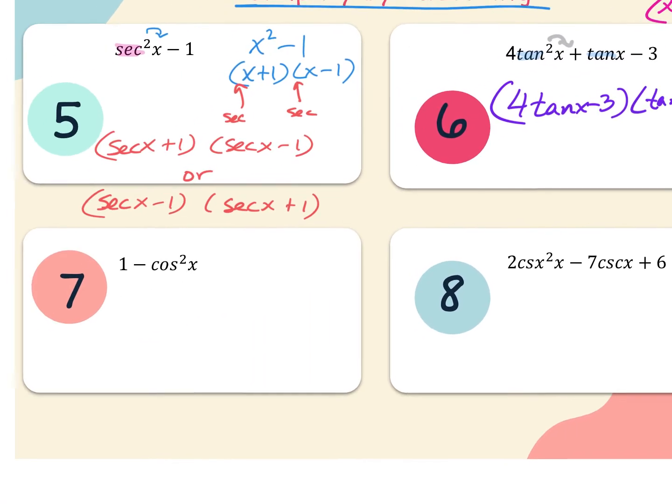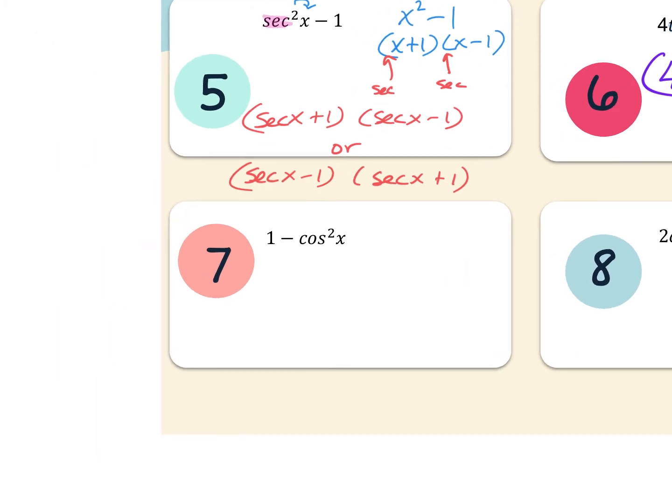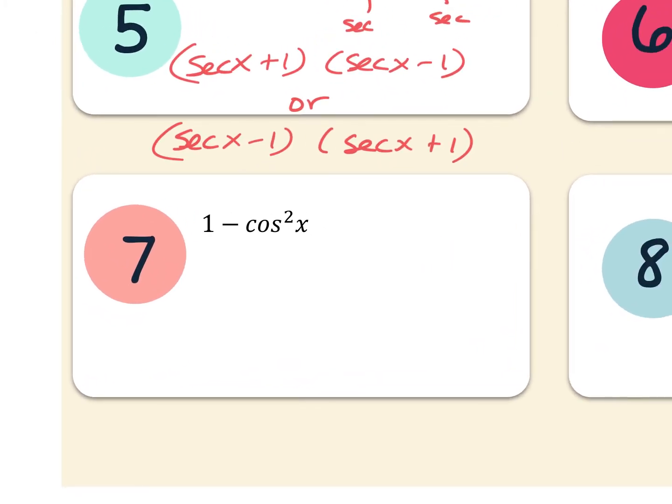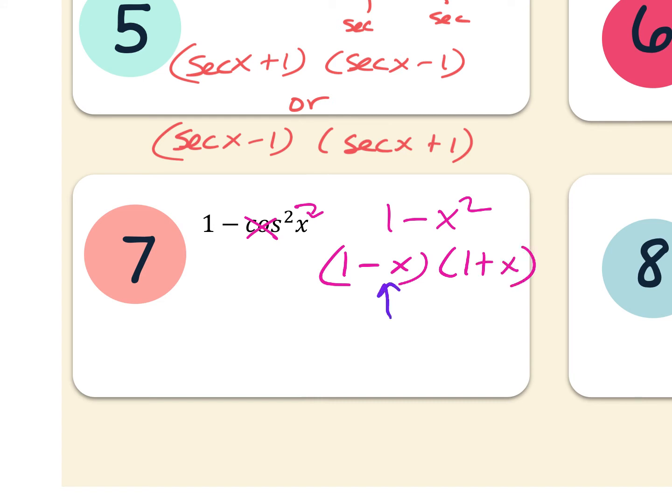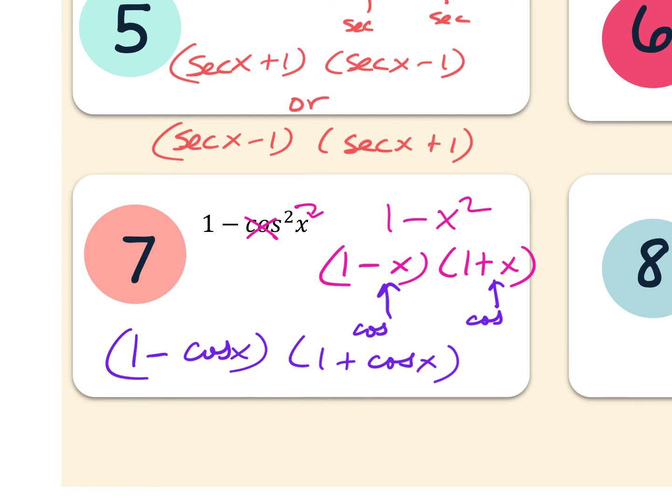Let's try the next one. Difference of two squares again. So again, if you want to think of this as getting rid of the word cosine, put the power on the x. What we're really factoring is this. So this would factor into 1 minus x and 1 plus x. And again, put back in the word cosine in front of the x. So then it would become 1 minus cosine x and 1 plus cosine x.